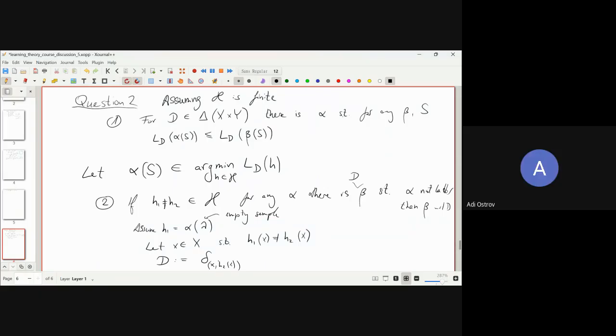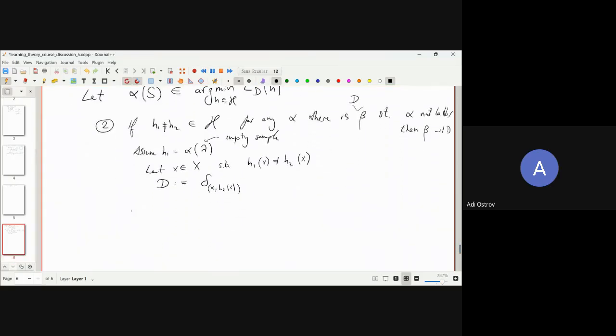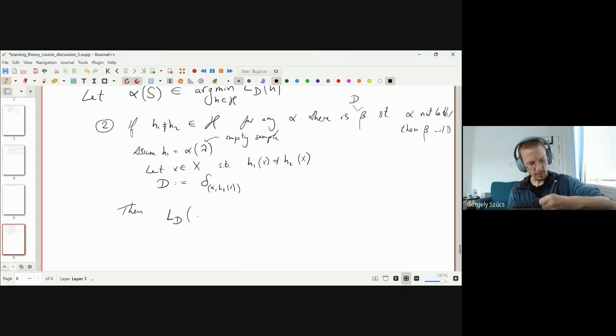And now clearly beta is better than alpha on the empty string, and that shows the result. So in this case, the loss of alpha on the empty string is equal to 1, which is bigger than the 0, which is the loss of beta on the right.